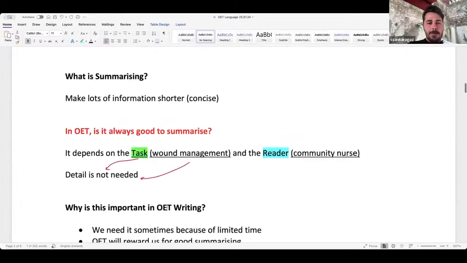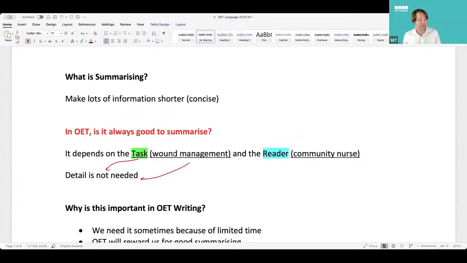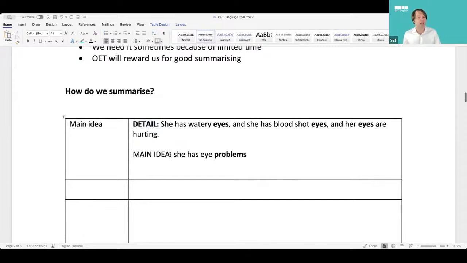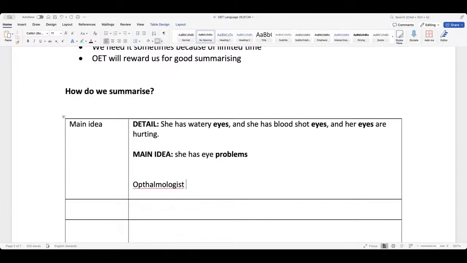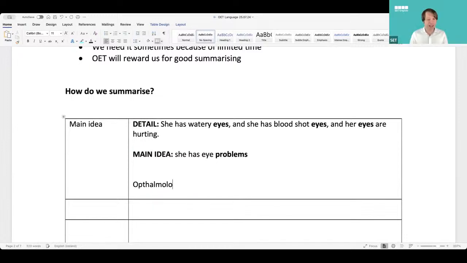But Ozan, only at the right time. Guys, if I'm writing to an ophthalmologist, is this a good summarizing? Yes. No. They need to know details. Yeah, we need to know the task as well. So what is the special... What does that mean, guys? Ophthalmologist. What is that? Eye specialist.